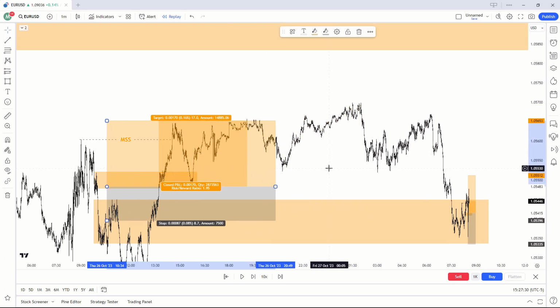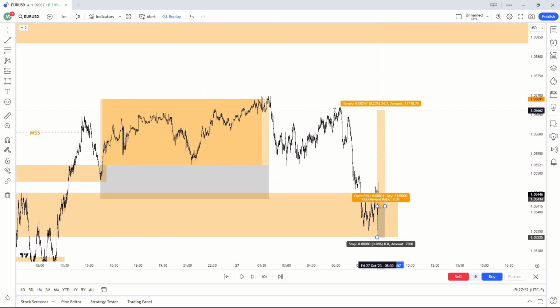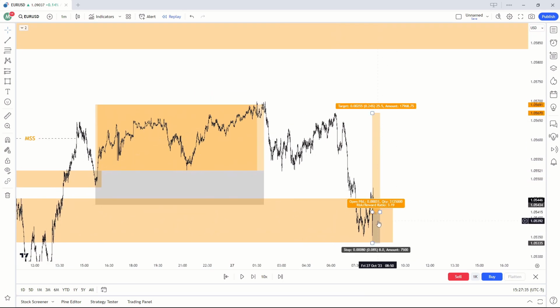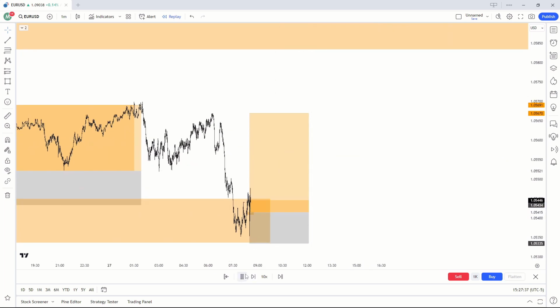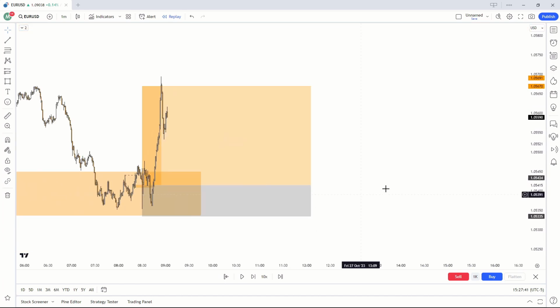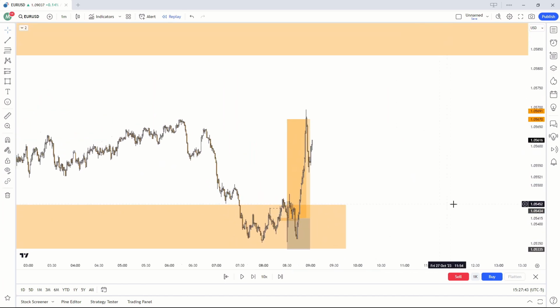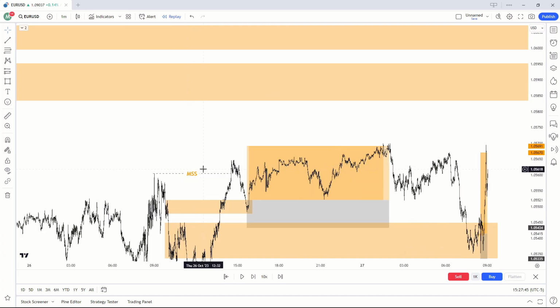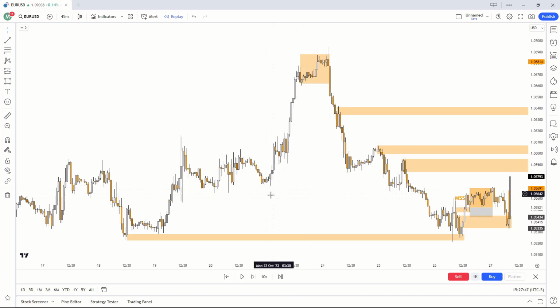Now as for targets, you could have targeted any high. So if you want to target this high, that's perfectly fine, guys, and just play the market. As you guys can see, we hit final take profit just like that. This strategy, it's not a strategy really, it's a concept. However, this concept works fantastically.